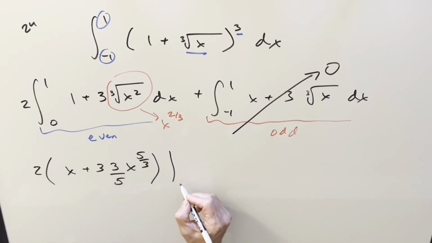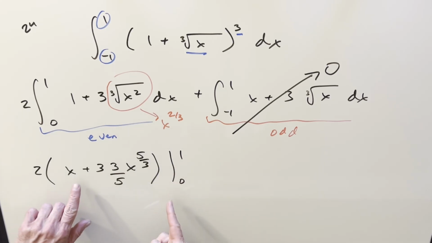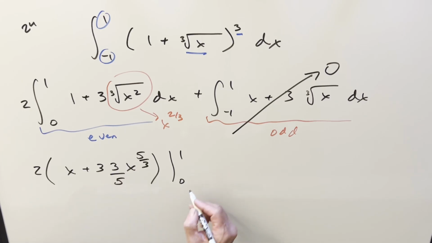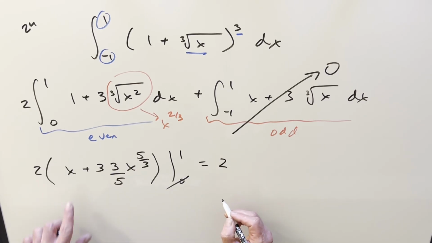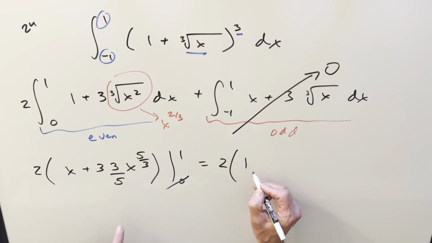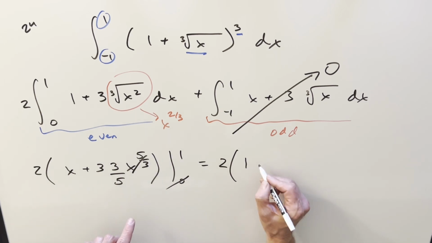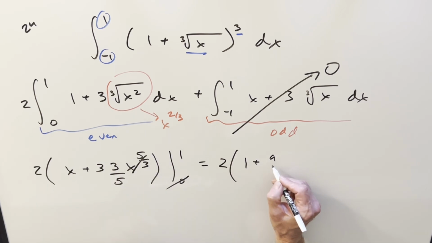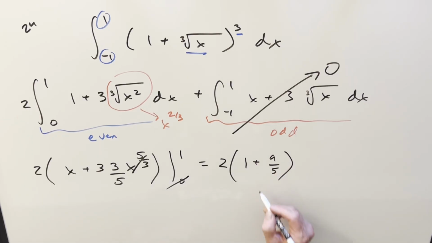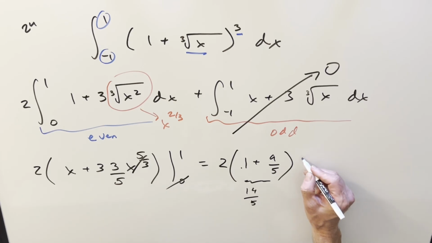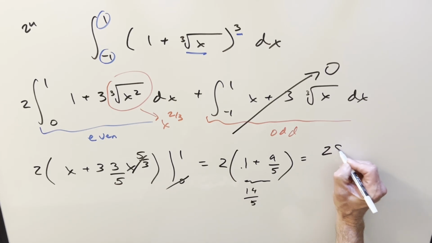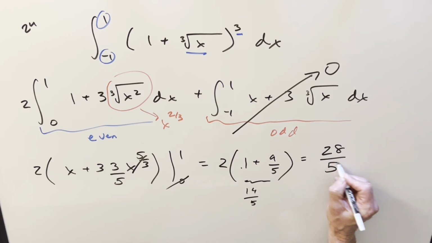Just evaluate this from 0 to 1, but clearly the 0 values are going to be nothing as we have x in both terms, so that goes away. Plug a 1 in, we have 2 out front. This becomes 1. This part just becomes a 1. Multiply this, we get 9/5. If we have a common denominator here, write this as 5/5, this becomes 14/5. Multiply it out, for my final solution on it, we just get 28/5, and that's it.